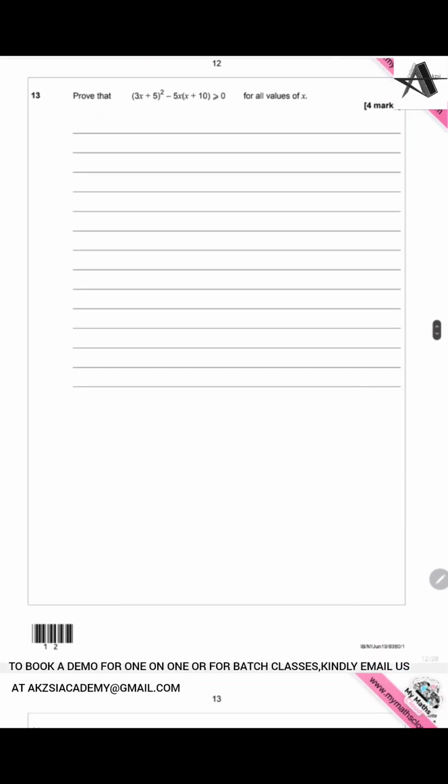Prove that 3x plus 5 whole squared minus 5x plus 10 is greater than or equal to 0 for all values of x. Don't just equate, like make it greater than 0. They are saying that you have to prove that this is always greater than or equal to 0. That means I need to take only this expression and prove that it is always going to be positive. Doesn't matter what value of x I put there, I'll always get a positive answer, and that will definitely make it greater than or equal to 0.